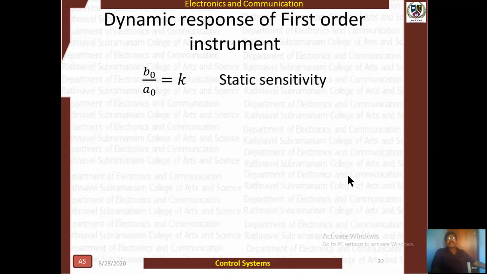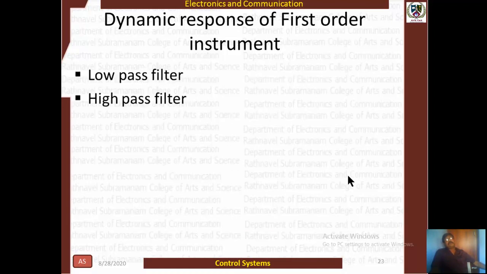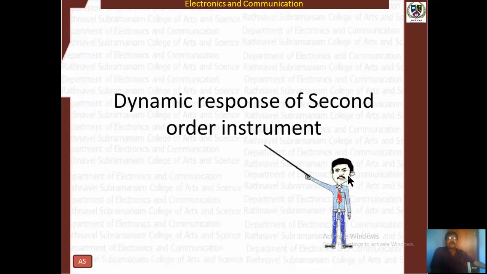B naught by A naught is equal to K, static sensitivity. A1 by A naught is equal to tau, time constant. The example for first order instrument is the RC filter, low pass filter or the high pass filter.